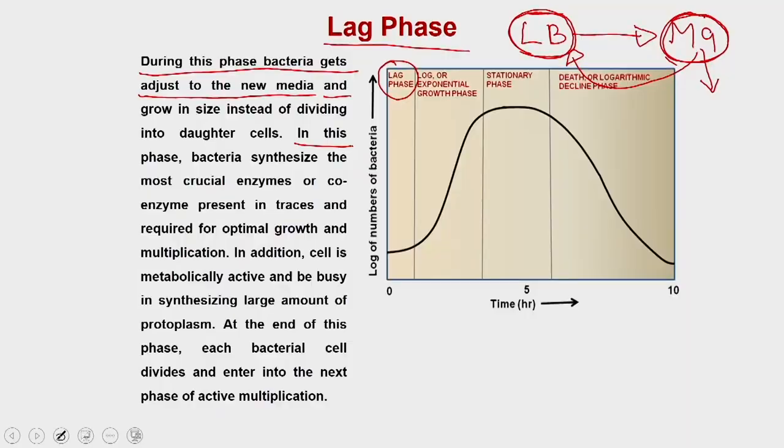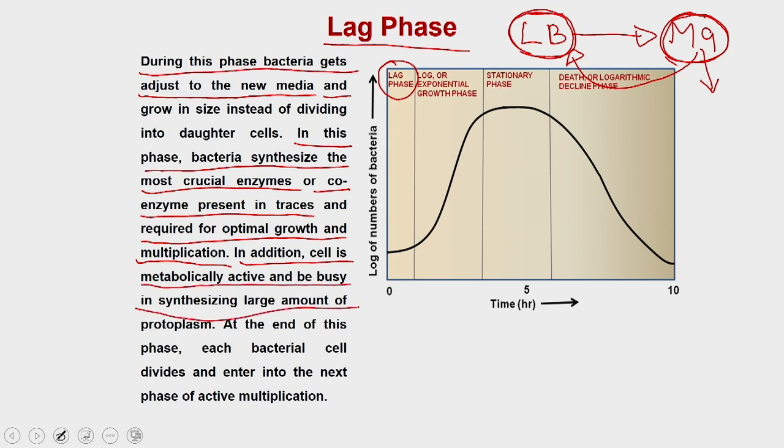In this particular phase, what will the bacteria do? Bacteria will synthesize the most crucial enzymes or coenzymes which are present in traces, which means if the media is not providing some of those biomolecules, then it is going to start synthesizing them. Why is it doing so? Because it has to optimize the growth and the conditions required for growth and multiplication. In addition, the cells are going to be metabolically very active and busy synthesizing a large amount of protoplasm, which means the cell will grow in size, but not in numbers.